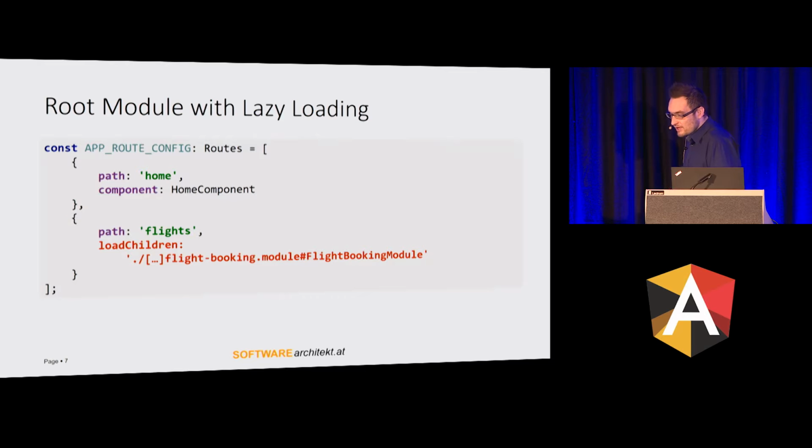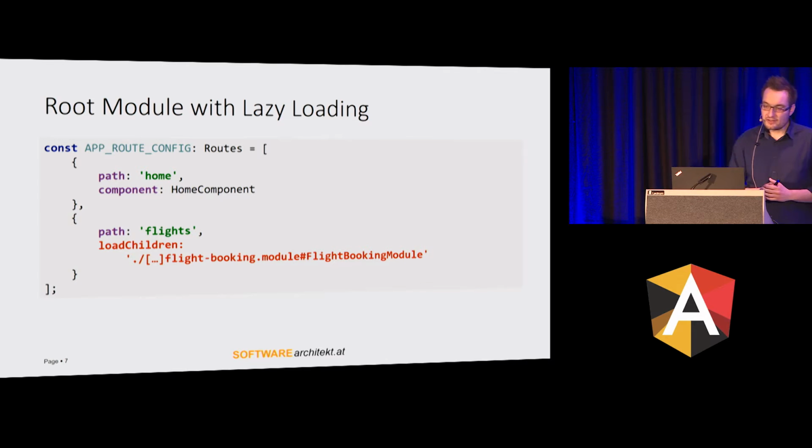To make use of lazy loading, you just have to create a route that is pointing with loadChildren to the module you want to load lazily. So in this case, you don't point to some specific component, but you are pointing to the name of your module file with loadChildren. And this string not only contains the name of your module file, it also contains the name of your module class. Both parts are separated by a hash.